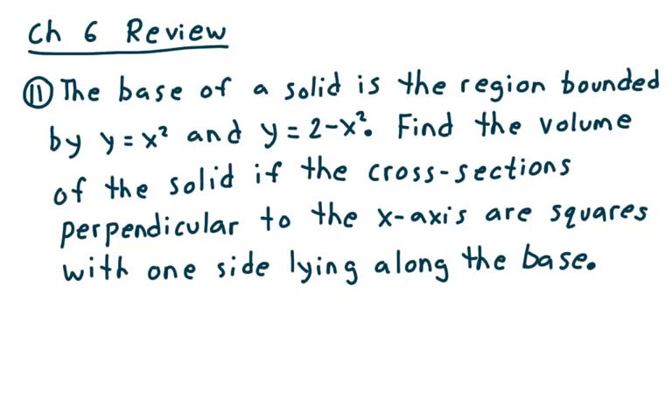This is a video from the Chapter 6 review, and we're going to take a look at problem 11. The base of a solid is the region bounded by y equals x squared and y equals 2 minus x squared. Find the volume of the solid if the cross-sections perpendicular to the x-axis are squares, with one side lying along the base.